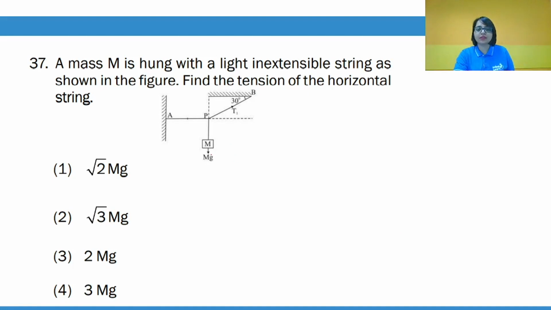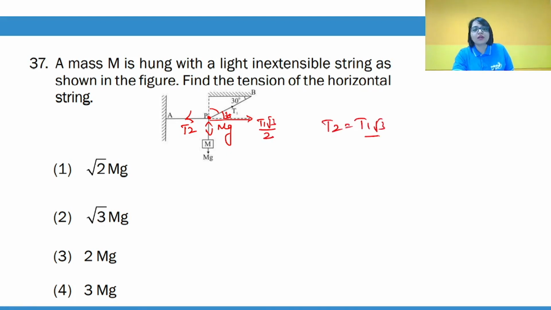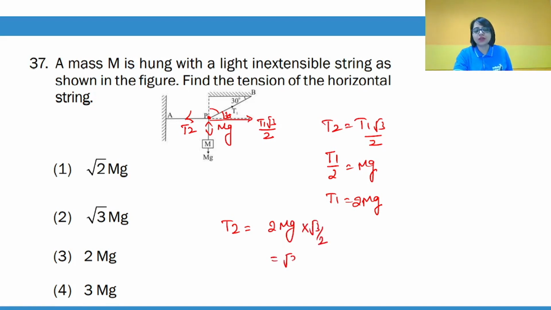Next, we have a mass. It is hung from this string. We need to find the tension in the horizontal string. So let's say this is T2. So this tension is T3 and T3 is equal to mg. So if this point is in equilibrium, this is 30 degrees. So T1 cos 30 degrees, that is T1 root 3 by 2, will balance T2. And T1 sin 30 degrees, that is T1 by 2, will balance mg. So T1 is 2 mg. So T2 is 2 mg into root 3 by 2, that is root 3 mg. So the correct answer is option 2.